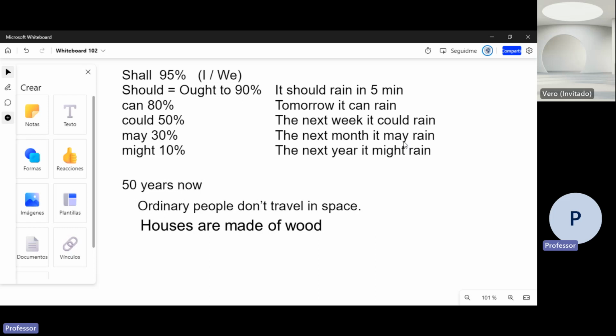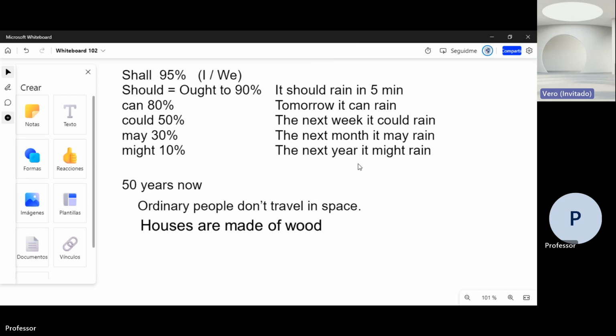What do you think is going to happen about this? Houses at this moment are made of wood. What material do you think houses are going to be made of in the future? Maybe plastic or recycled products. Yeah, hopefully. How would you say that using a modal verb of probability?